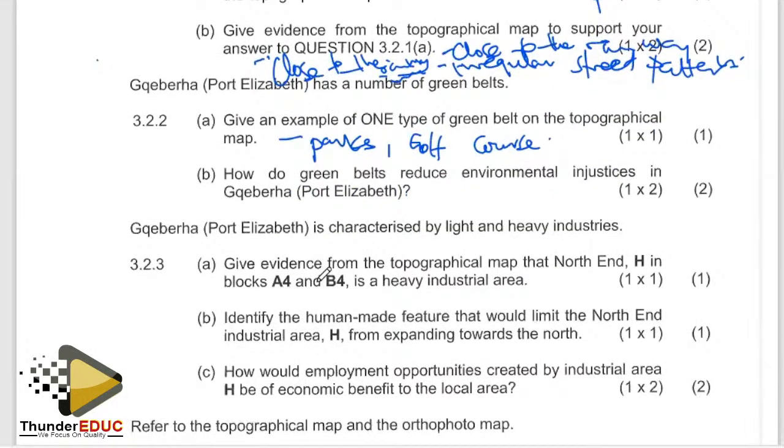Then we go to another one. How does the green belt reduce environmental injustices? The green belts are the trees. Trees take in carbon dioxide and release oxygen. When they release oxygen, this regulates the environment's temperatures.